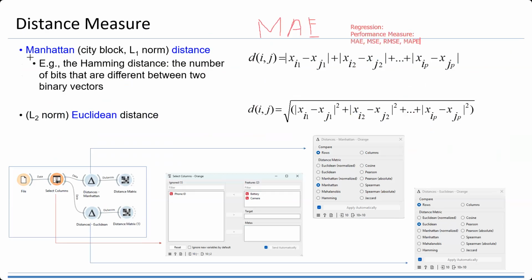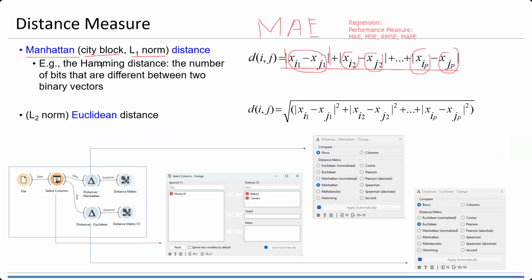So Manhattan distance, or people say city block, or sometimes we call it L1 norm, is only the subtraction between the data. This is absolute. So the data can be measured just by subtraction of the first and the second, the first and the second, and so on until the number of attributes.